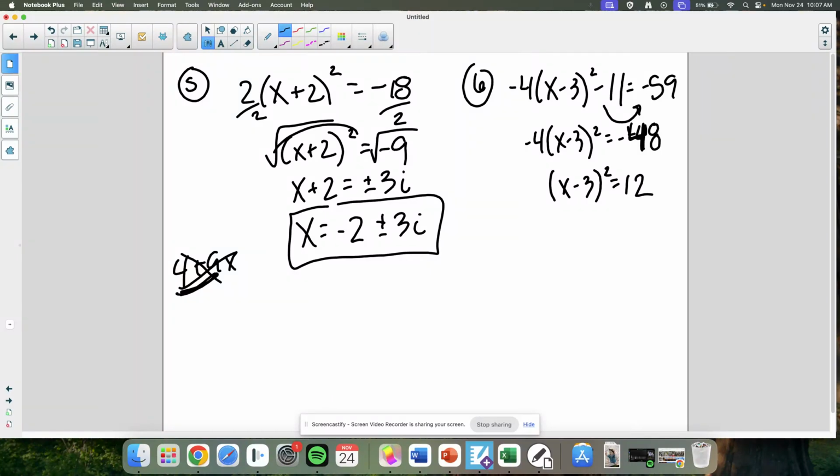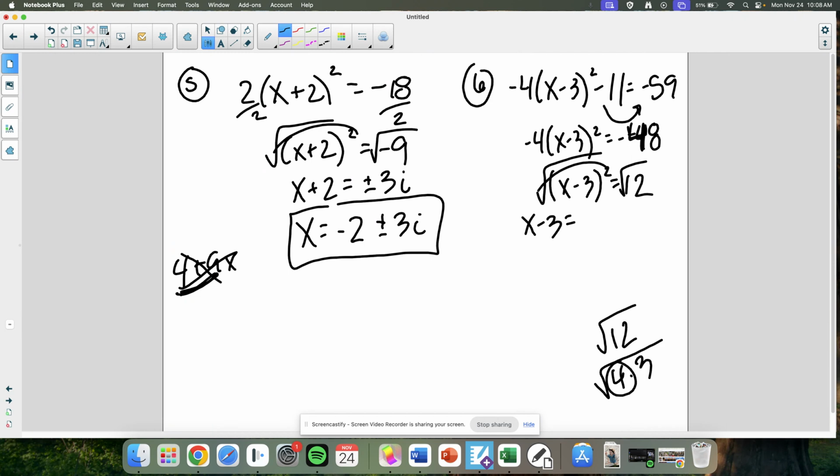Once you have the thing that is squared by itself, how are you going to undo it? Square root. When I take my square root, the left side is good because they're just going to cancel. The right side though, that square root of 12. Is 12 a perfect square? No, so we want to break it down. What perfect square divides 12? 4. It's really 4 times 3.